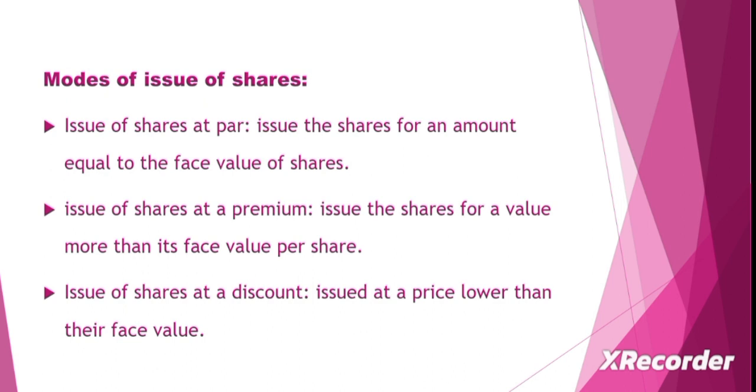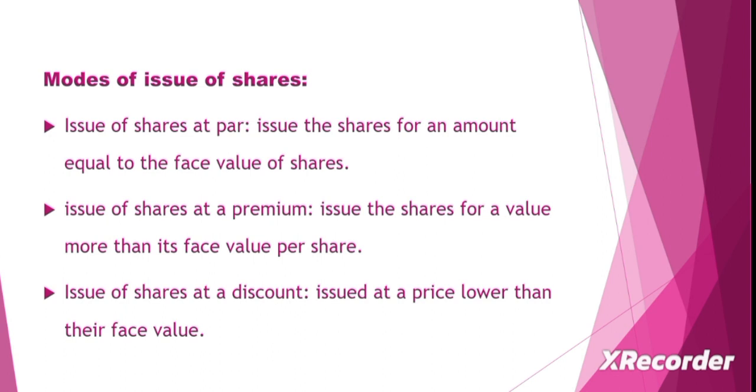Issue of shares at a discount. When shares are issued at a price lower than their face value, they are said to have been issued at a discount. For example, if a share of rupees 100 is issued at rupees 95, the difference amount, rupees 5, is called the amount of discount. It is a loss to the company.